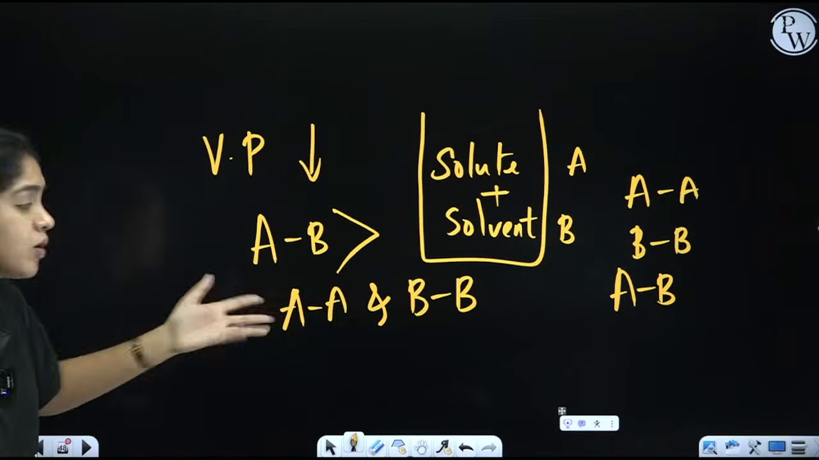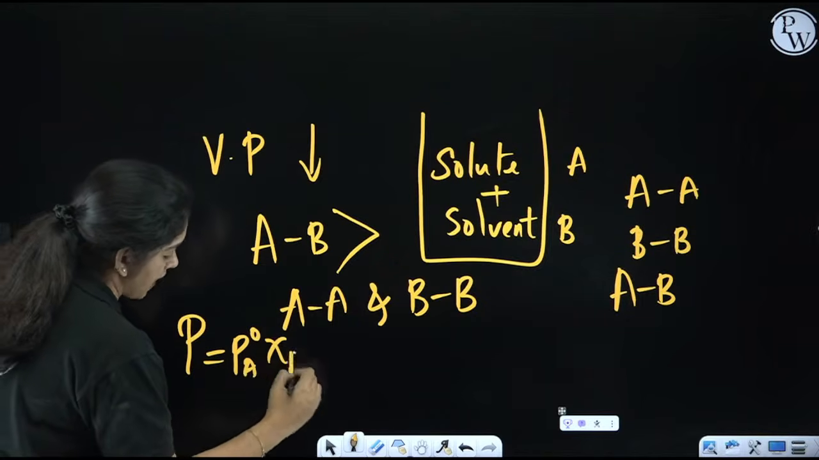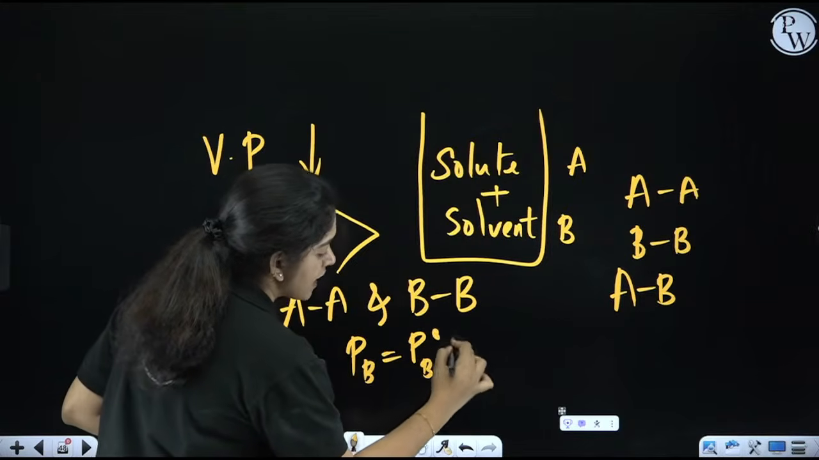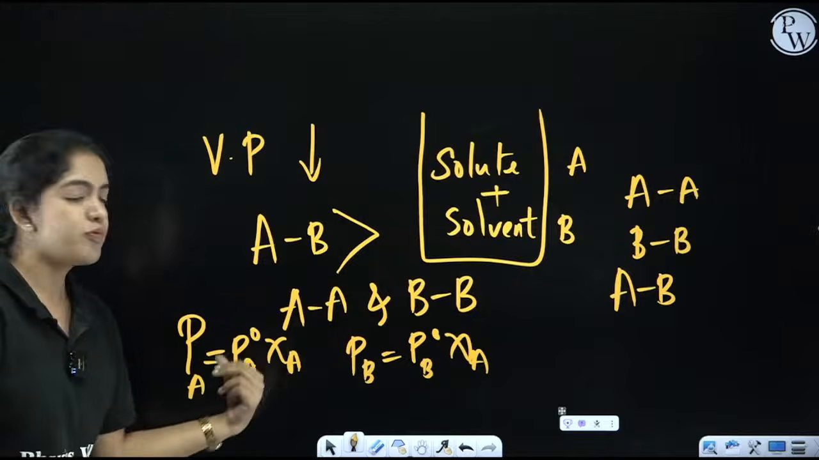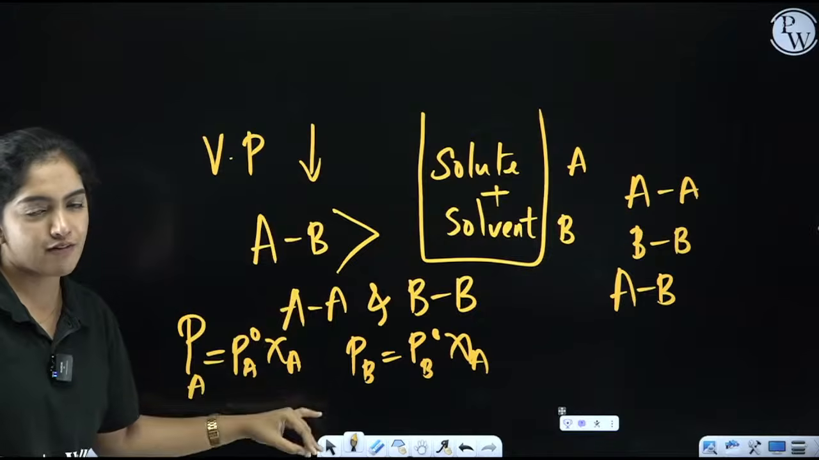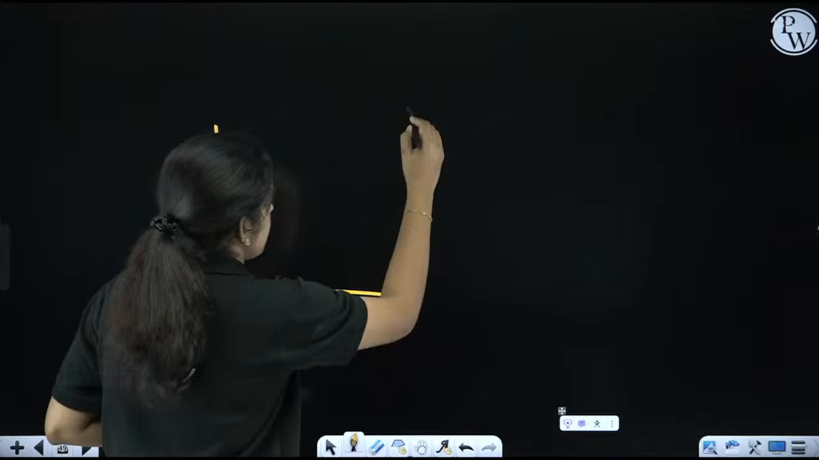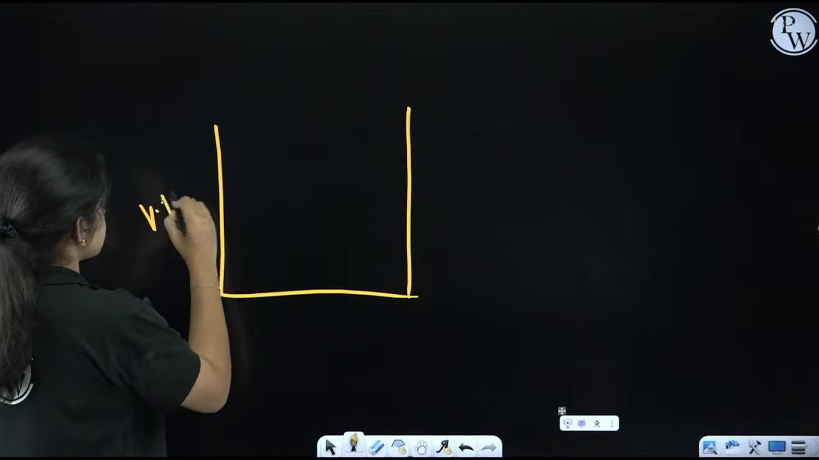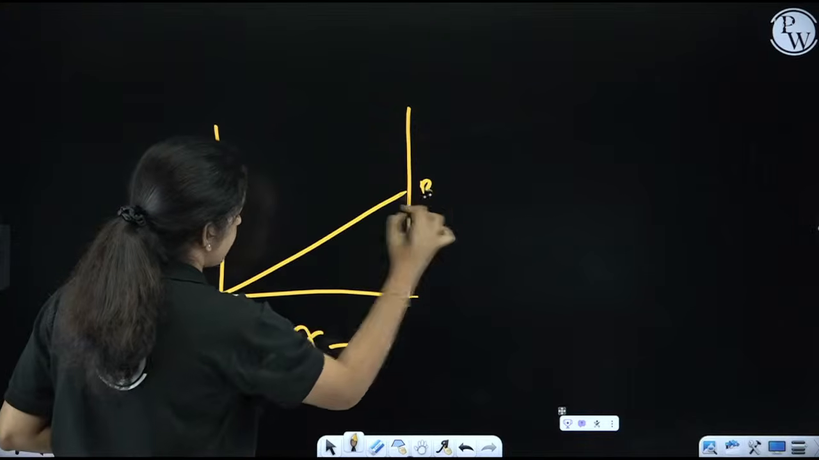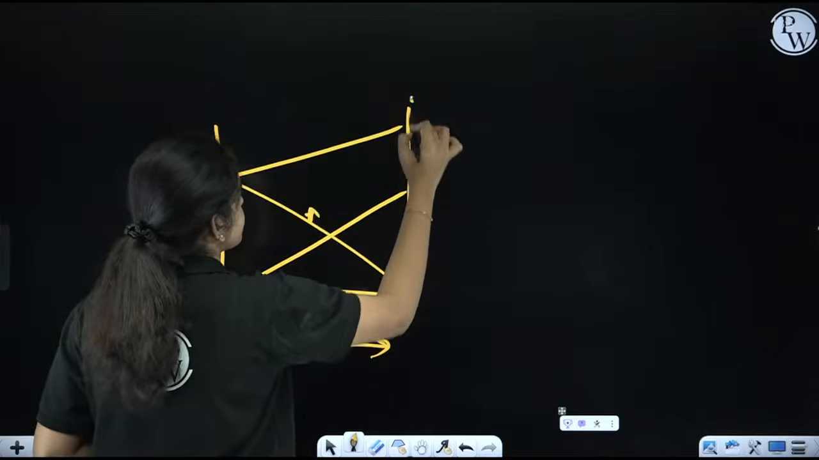What was Raoult's law? According to Raoult's law, the vapor pressure is given by PA0 into chi A, PB equal to PB0 into chi B. And the total will be the sum of PA and PB. And the sum value will be less than the expected value. The vapor pressure will be less. So we can draw the graph like this. The graph is like here: vapor pressure is there, mole fraction in this axis, and two components. This one B component, this one A component. Now the total will be here.